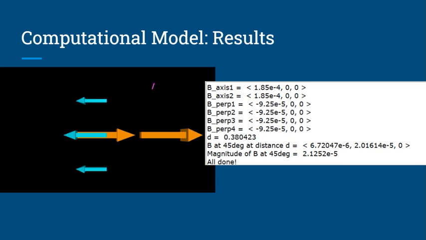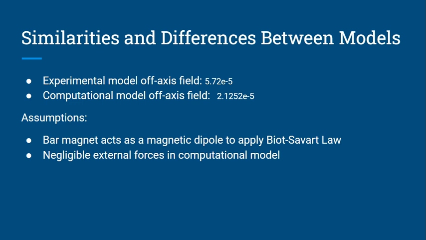Here we have the results of the magnetic field at 45 degrees at distance d. As you can see, in the x component, we have 6.72 times 10 to the negative 6, and then the y component is 2.016 times 10 to the negative 5.